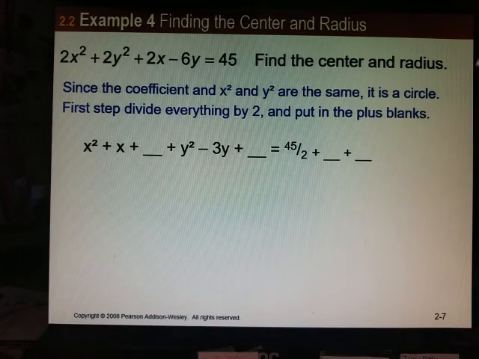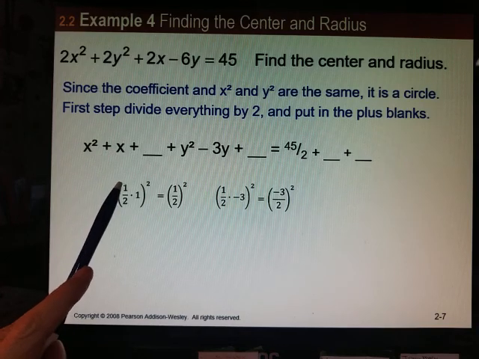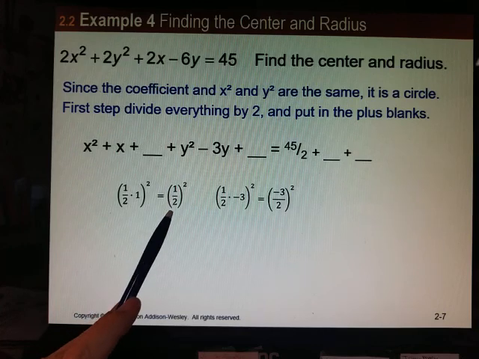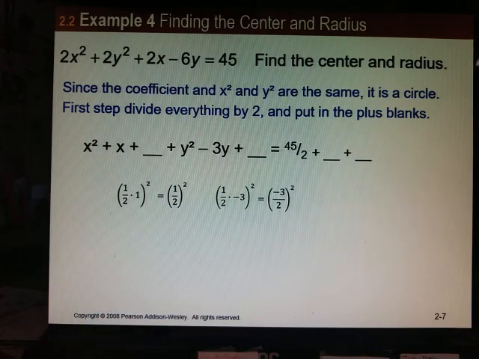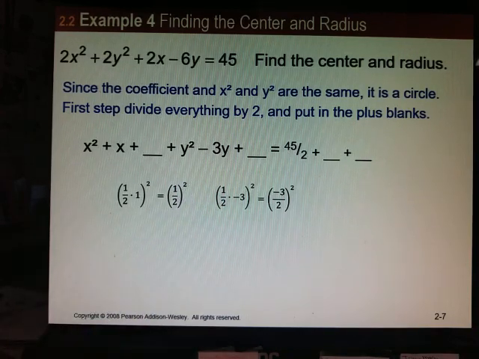All right, so to complete my square, I want to take a half of 1 and then square that. If I take a half of 1, that would be 1/2. 1/2 squared means a half times a half, which is 1 over 4. Now for this one, I want to take a half of that negative 3. So a half of negative 3 would be negative 3/2.